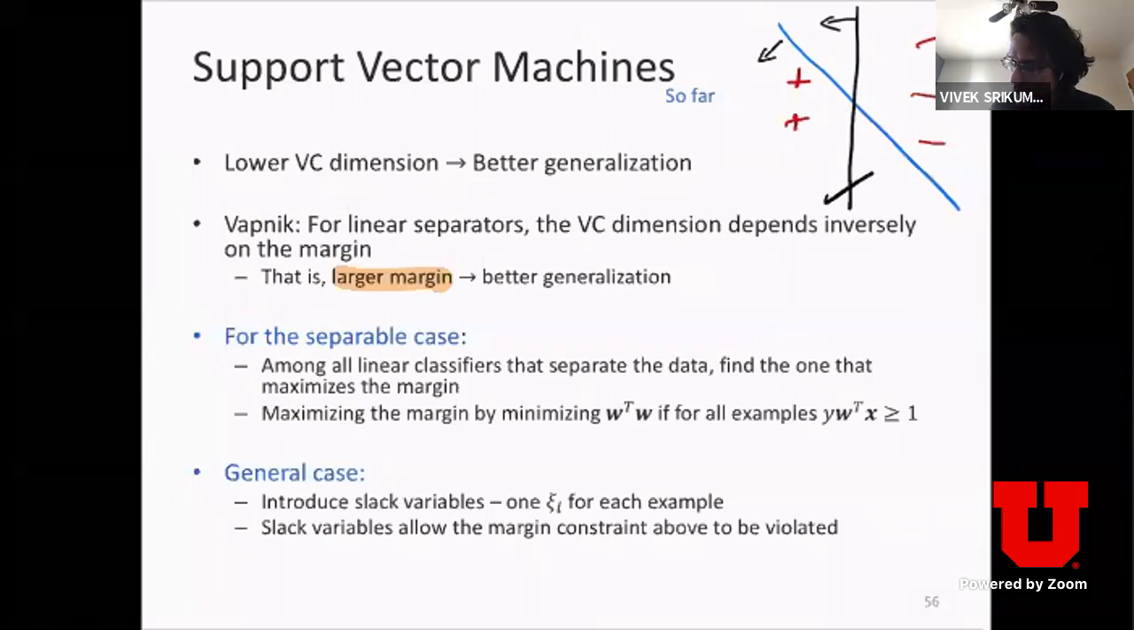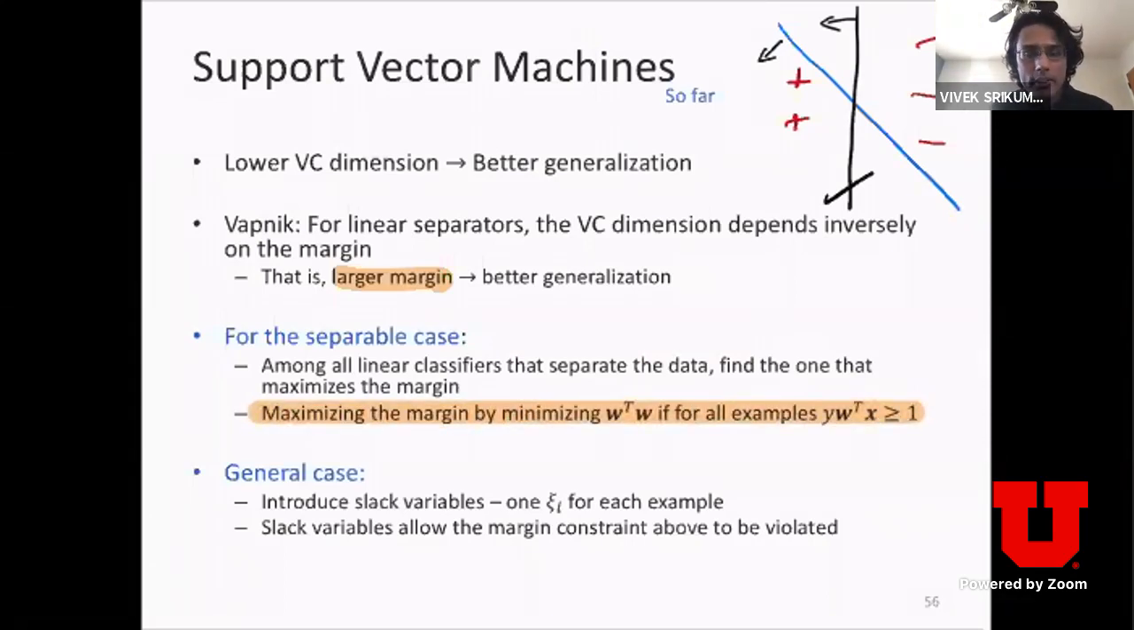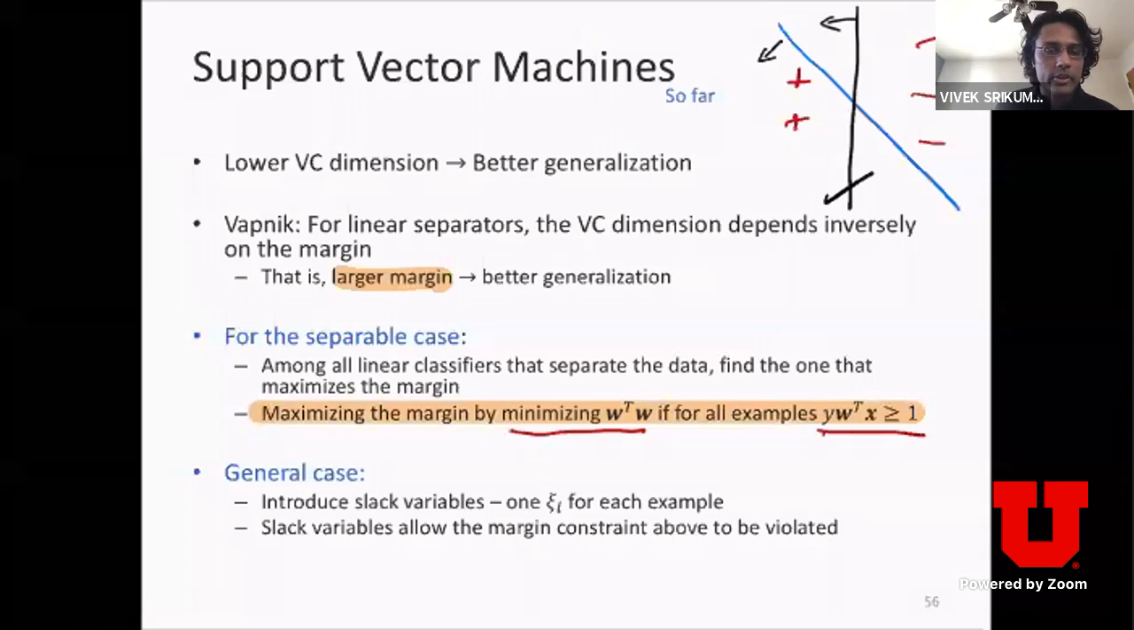That we saw looked something like this idea here. In order to find this maximum margin hyperplane, what we do is we solve an equivalent quadratic programming problem. In other words, we minimize the norm of the weight, minimize W transpose W, such that for every example, y W transpose x is at least 1. Now, this seemed like we've solved everything, but there was a big caveat here. This only worked for the separable case.